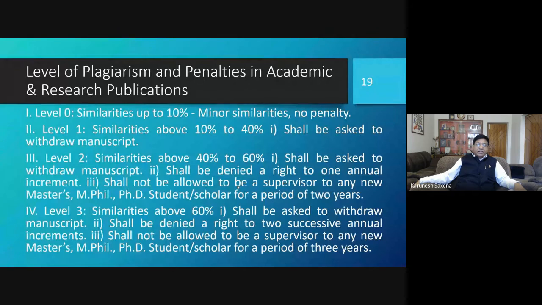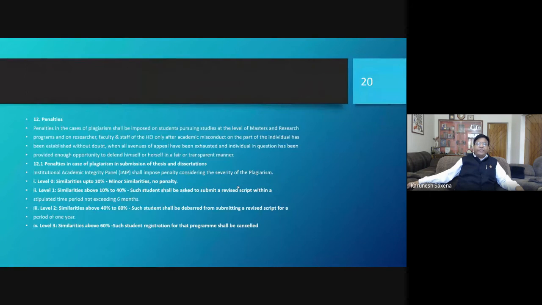Level 3 is where similarity is above 60%. So then they become even more tough. Withdrawal of manuscript is there. Rather than 1-2 successive annual increments will be stopped. Similarly, that person will not be allowed to be a supervisor for the next 3 years. So these are some of the salient points of the anti-plagiarism mechanism that UGC has developed in 2018.